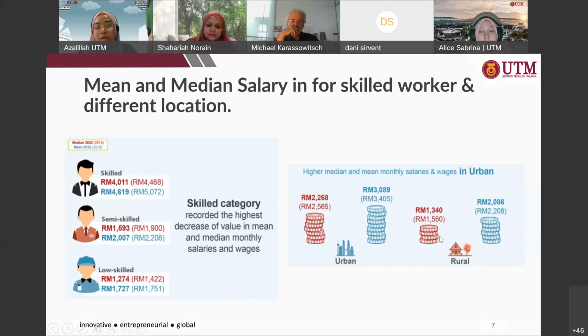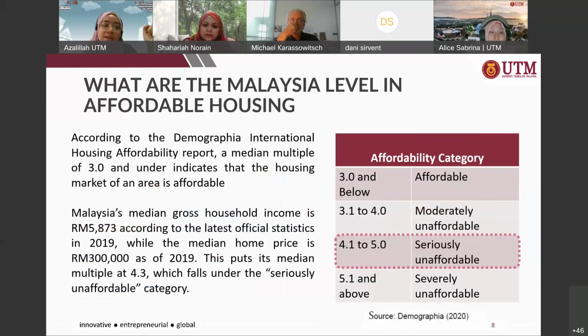If you are in a rural area, you will receive 1,300 to 2,000 ringgit. So with this level of income, what types of housing can you buy in Malaysia? Here is the Malaysian level of affordable housing.